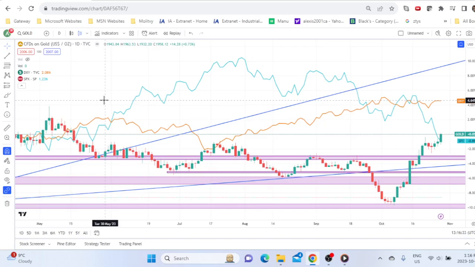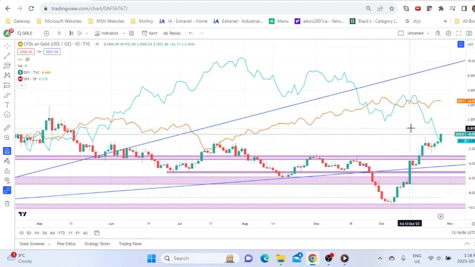Hello, my dear listeners. In today's video, I will continue to talk about the sovereign debt crisis and how it affects gold, silver, and cryptocurrencies. The first chart here in blue is the S&P 500. In yellow, it's the dollar index, and there is a daily chart of gold.